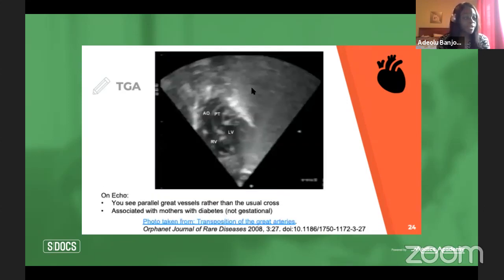To diagnose a transposition of the great arteries, you would use an echo and try to diagnose it at the 20-week fetal anomaly screen. On echo, what you tend to see is that the 2 vessels, the AO being the aorta and the PT being the pulmonary trunk, will be parallel to each other rather than crossing, which is what normally happens. Transposition of the great arteries is associated with mothers with diabetes. This is not gestational diabetes, but diabetes before you're pregnant.